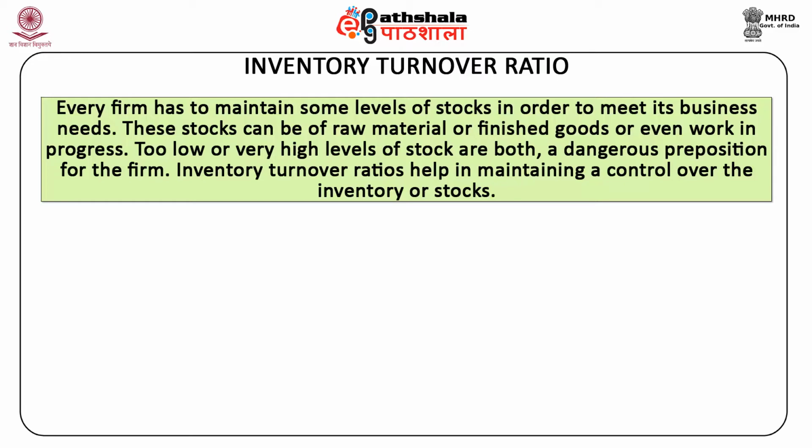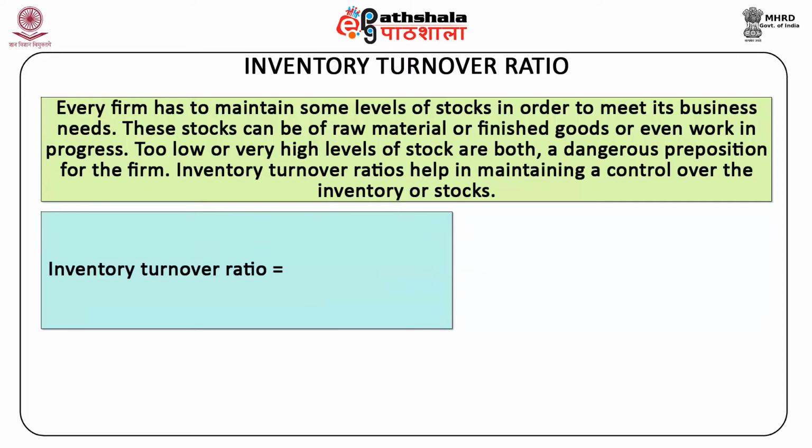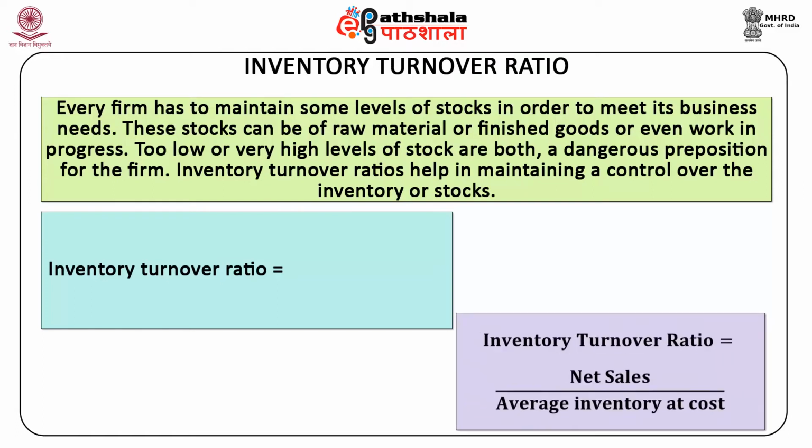This ratio is given by the following formula. Inventory turnover ratio is equal to cost of goods sold divided by average inventory. It may also be given by the following formula if the information of cost of goods sold is not available. Inventory turnover ratio is equal to net sales divided by average inventory at cost.